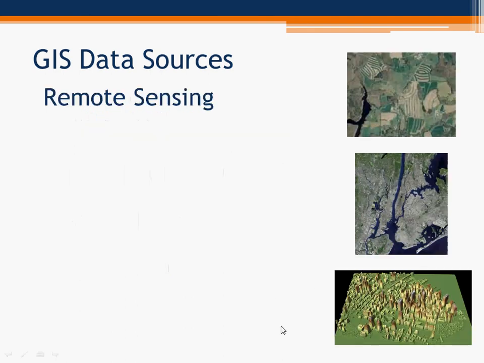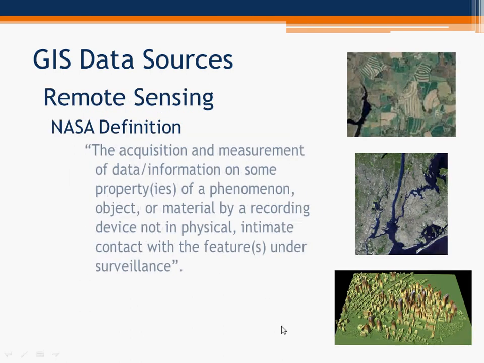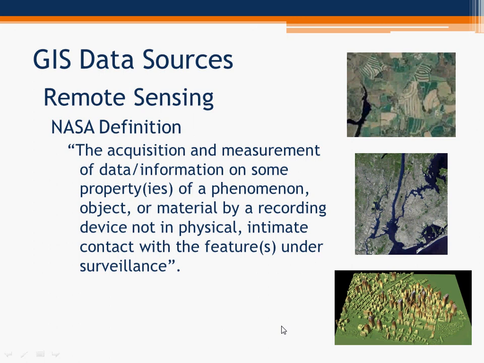So what is remote sensing? Well, this is what I like to call the long, nerdy NASA definition: the acquisition and measurement of data or information on some properties of a phenomena or object or material by a recording device not in physical intimate contact with the feature under surveillance. Wow, that's a mouthful. Well, if you think about it, our satellites that are in outer space, they are not in direct contact with the Earth, and they're taking images of the surface of the Earth.